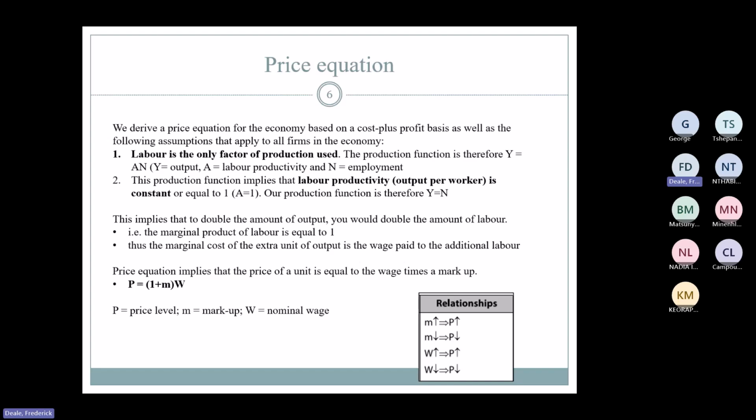Well, I have to pay somebody to come and cut that person's hair for that hour. So if I want to make a profit out of it, the price equation implies that the price of a unit is equal to the wage times the markup. I'm the owner, I've got to pay for the electricity, etc., but I also just want to make a profit. So the price is equal to 1 plus the markup, which is a percentage number, times the wage.